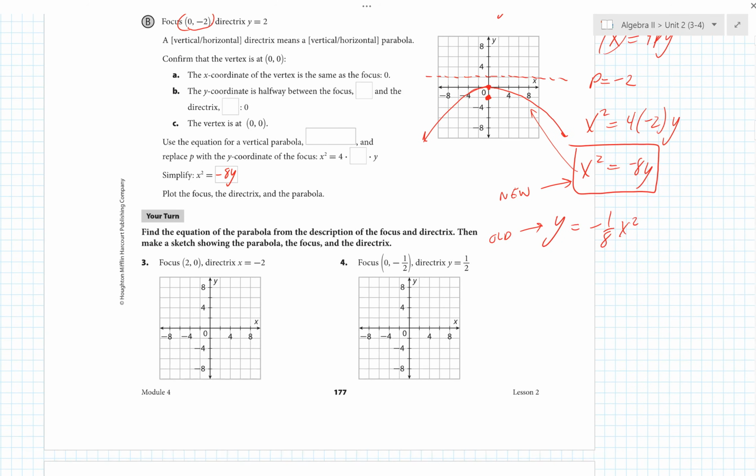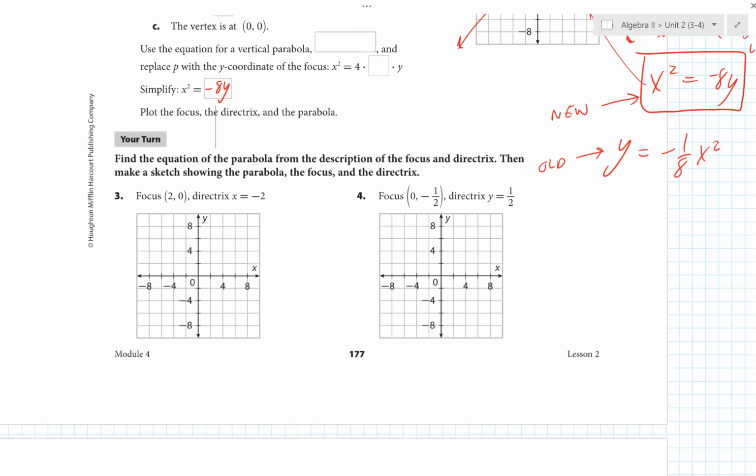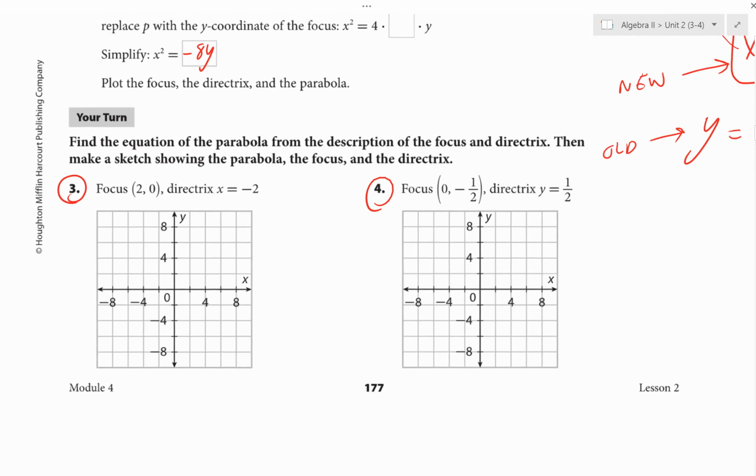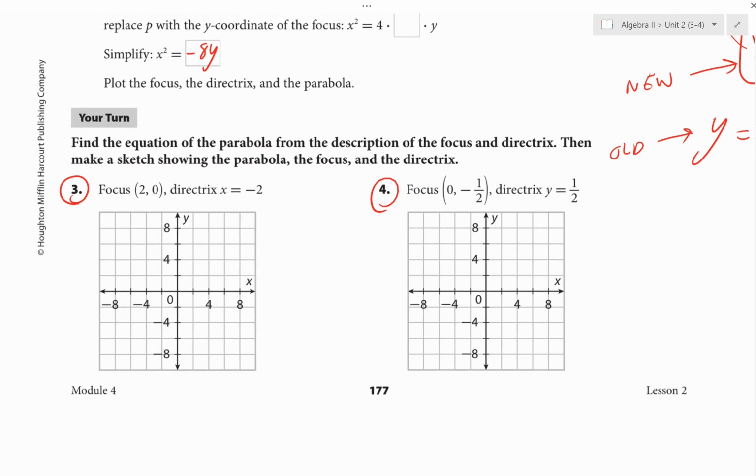Okay, and now I think you're ready to go ahead and try 3 and 4 at the bottom of 177. So go ahead and work on those for a few minutes, and then I'll check in with you.